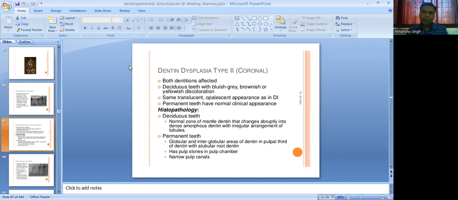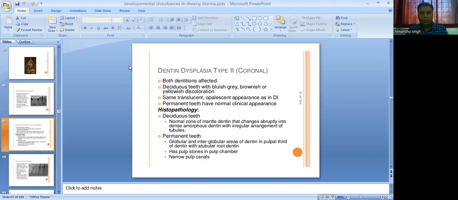Dentin dysplasia type 2, that is the permanent type. Both the dentitions are affected. Deciduous teeth with bluish gray, brownish or yellowish discoloration, the same translucent or fluorescent appearance as seen in dentinogenesis imperfecta. Permanent teeth have a normal clinical appearance.